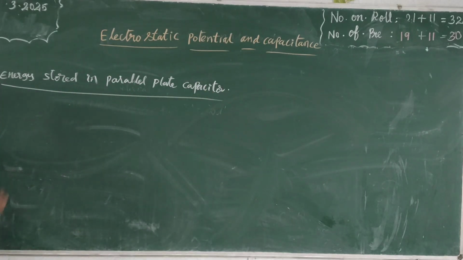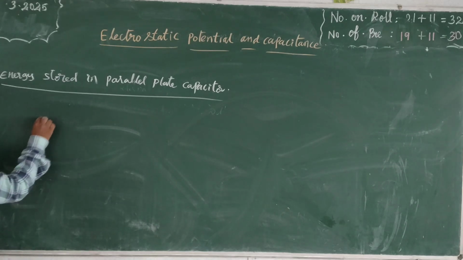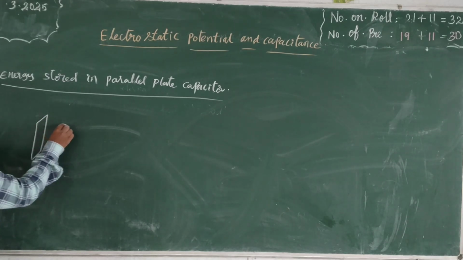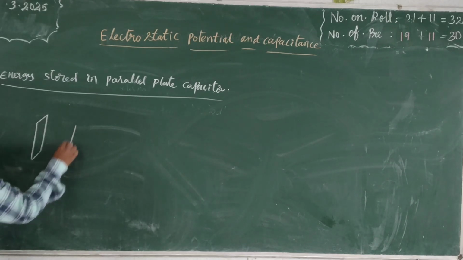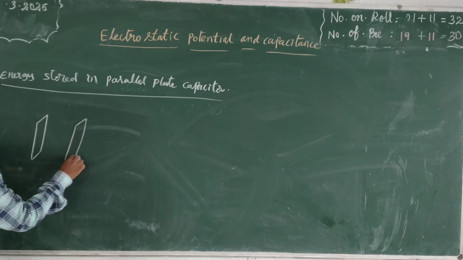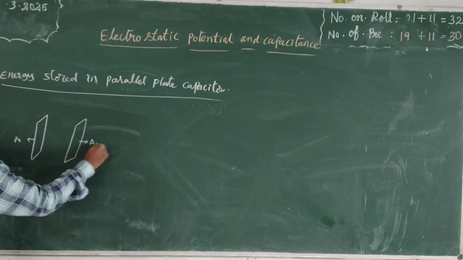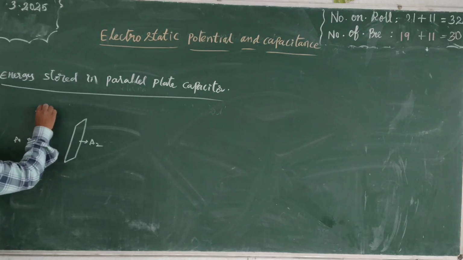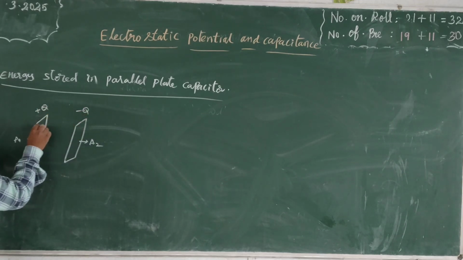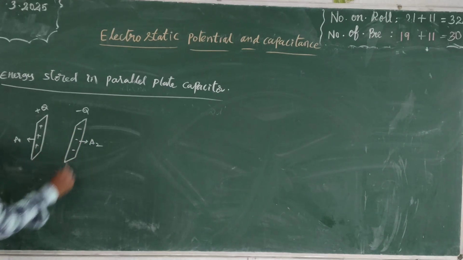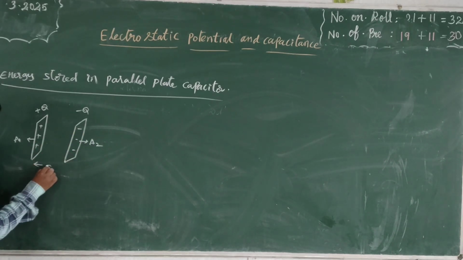So we can take two plates. This is the first one, and this is the second plate. Its area is A1, its area is A2, its charge is plus Q, and its charge is minus Q. The distance between them is d.